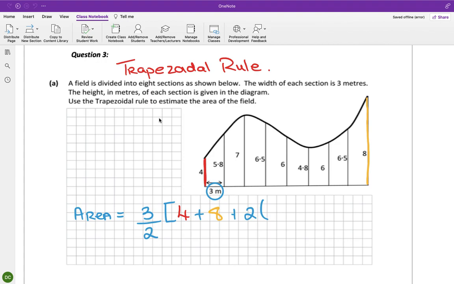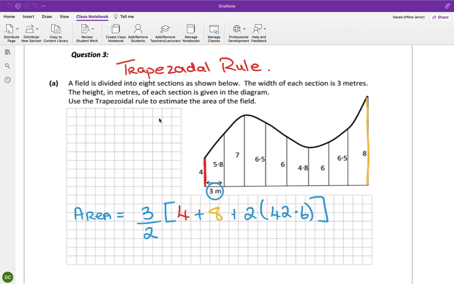So I'm actually just going to do this. So I'm going to add 5.8 plus 7 plus 6.5 plus 6 plus 4.8 plus 6 plus 6.5. So I'm getting, when I add up the rest, I'm getting 42.6. Now, because I'm not writing that out, I'm just going to double check I have it right. So 5.8 plus 7 plus 6.5 plus 6 plus 4.8 plus 6 plus 6.5. Yeah, 42.6.